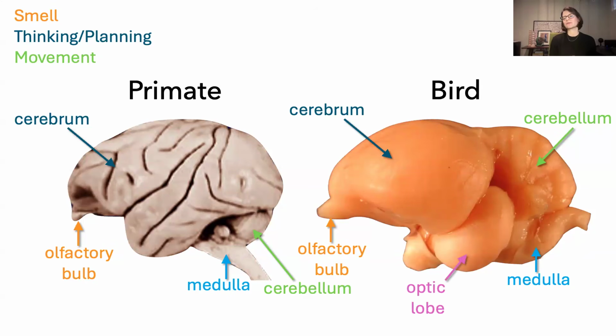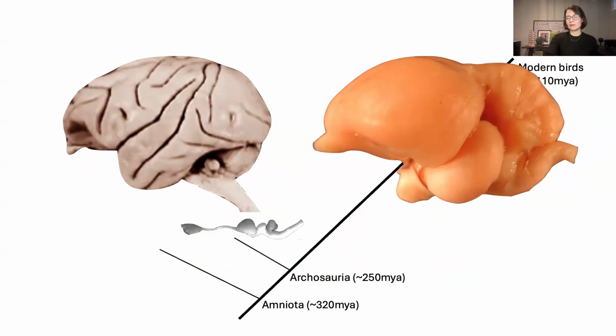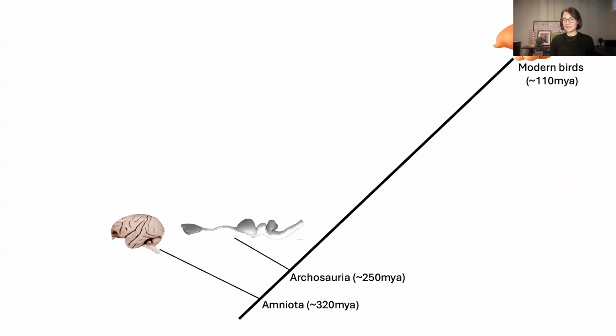So birds are really visual animals. They have these big eyes, and they also have these really large optic lobes. Primates are too, but birds are really very visual animals. And so many of these similarities between birds and mammals are the products of convergent evolution, or they evolved independently of each other.